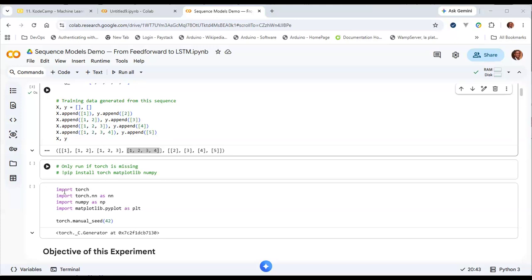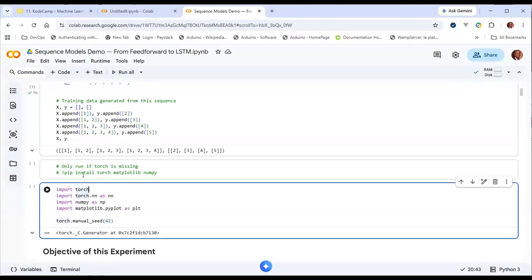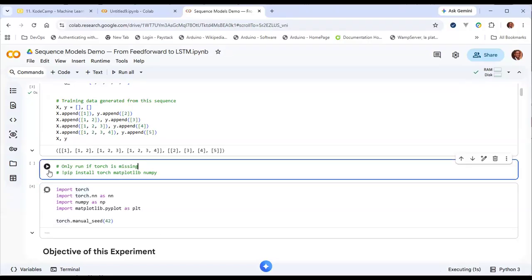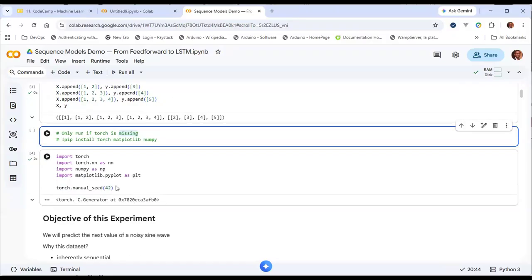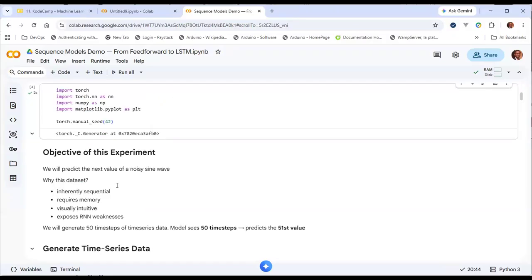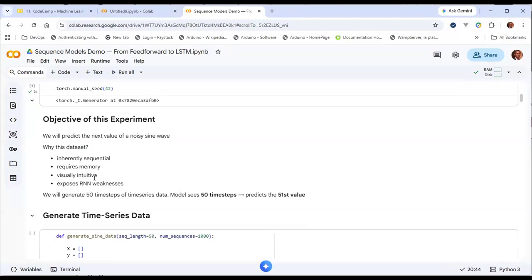Then the second thing is, yeah, we just go ahead. If you don't have PyTorch, then you can install it. We have Torch, Matplotlib, and NumPy, but these are already there. So we import them. What we want to achieve with this experiment is to train a model to predict the next value of a noisy sine wave, right?